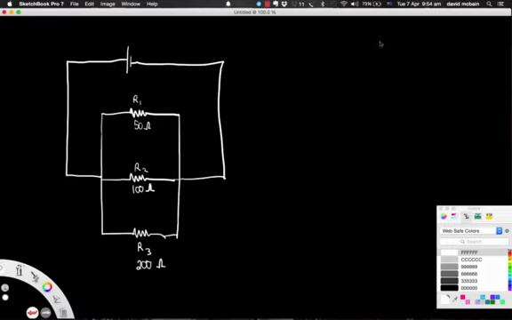Anyway, getting back to our circuit, let's say that this is a 20 volt battery again. There's a positive, there's a negative, the current's flowing in this direction, the electrons are flowing in the other direction. So that's the direction of current. Now our goal is to work out the current flowing through each of those resistors.